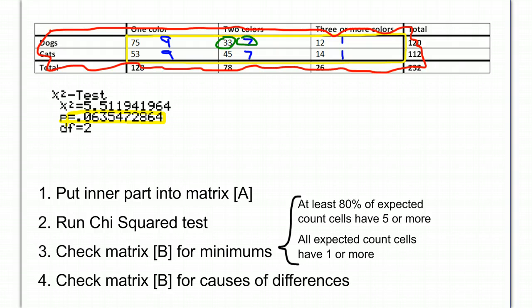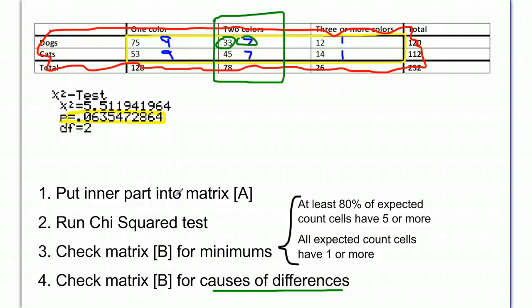So what we're trying to figure out here is what caused this major difference? What caused the break from independence? And if I had to pose a theory, I would say that none of them are particularly strong, but in this case, the two-color cats and dogs both seem to really be quite a ways off of what we expected in independent situations. So it seems like the number of two-color animals are not quite what we would have expected to see. That would conclude the chi-squared test.